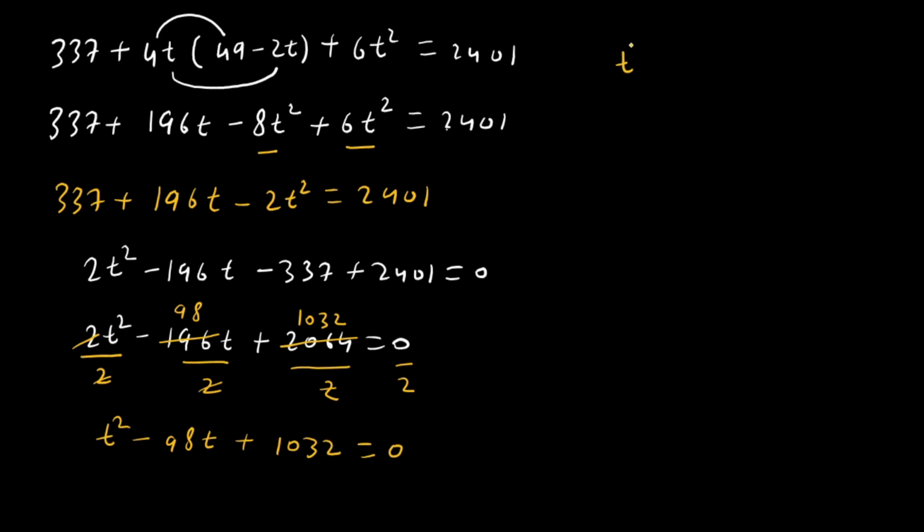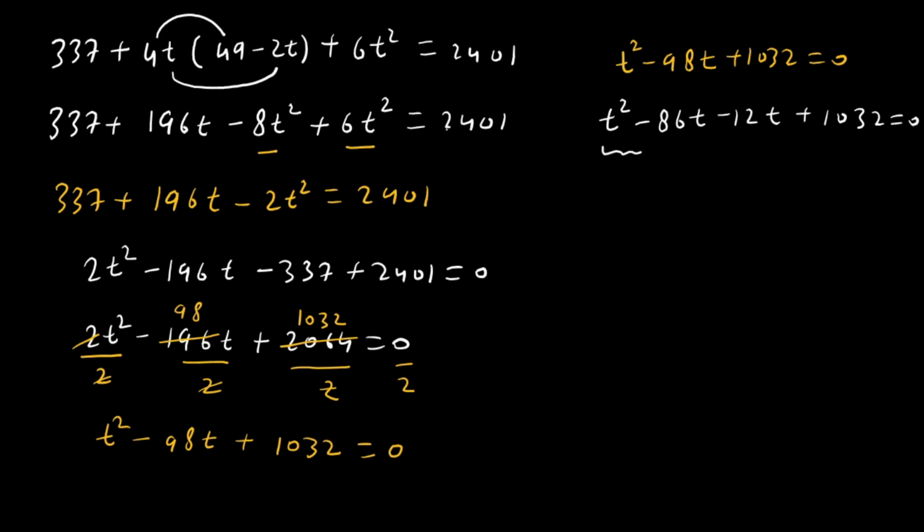We have the quadratic equation t² − 98t + 1032 = 0. This is a quadratic equation in terms of t. By using middle term split, we will find the value of t. t² − 98t is the same as t² − 86t − 12t + 1032 = 0.